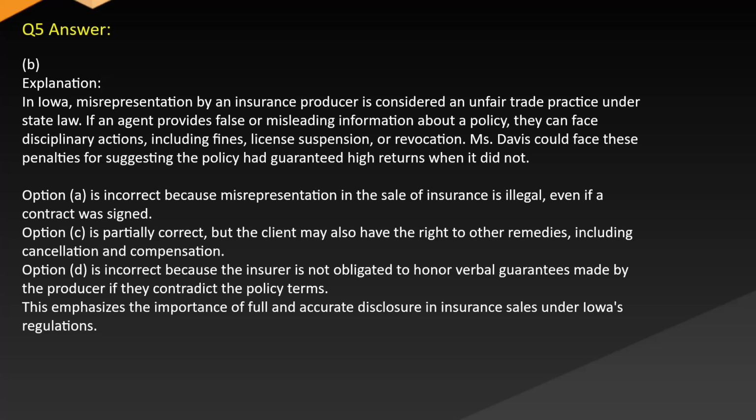Option A is incorrect because misrepresentation in the sale of insurance is illegal even if a contract was signed. Option C is partially correct, but the client may also have the right to other remedies, including cancellation and compensation. Option D is incorrect because the insurer is not obligated to honor verbal guarantees made by the producer if they contradict the policy terms. This emphasizes the importance of full and accurate disclosure in insurance sales under Iowa's regulations.